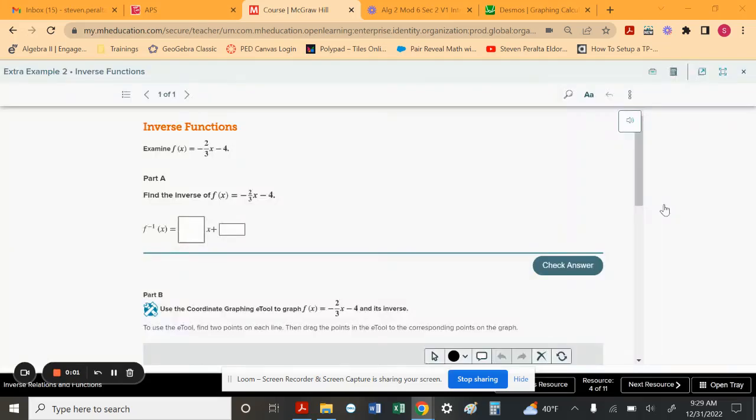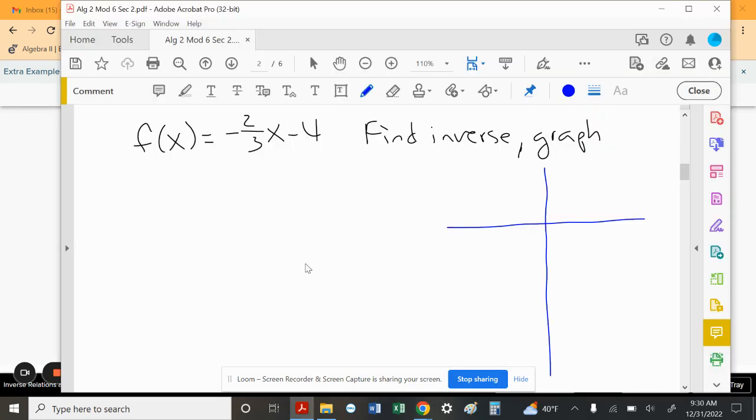Okay, so now that we've seen how functions and inverses work and how they graph, and we can check to see if something is an inverse of another function, we're now going to learn how to find the inverse function. So here is a function, f of x equals negative 2/3 x minus 4. What I want to do is find the inverse. So I'm going to go through steps to figure out what the inverse is, and then we're going to graph them.